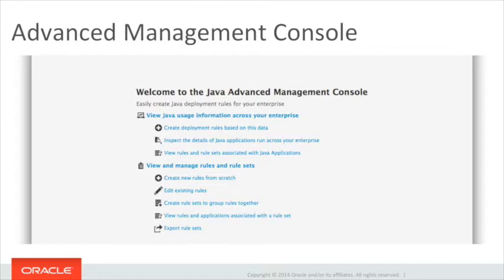The tool we're using for this is called Advanced Management Console, and there's actually a very good demo made by one of my colleagues for Advanced Management Console that I will link in the description for this video. Advanced Management Console, or AMC as we call it, is our tool for application inventory that also allows you to create and package deployment rule set rules.